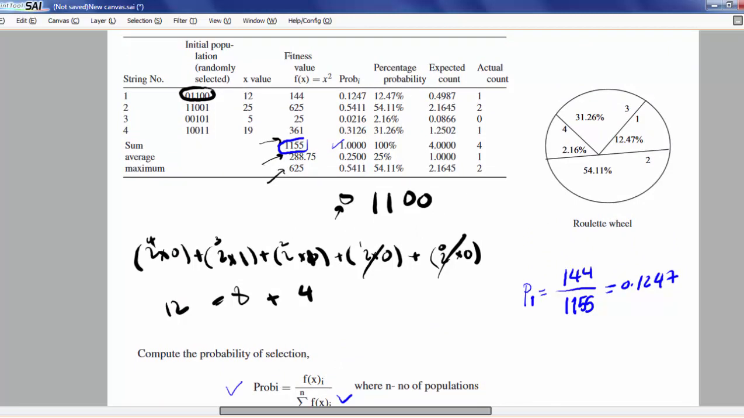Okay, if you put these percentage probabilities into this circle, this roulette wheel, each gets a suitable area. For example, this one takes this slice, and this takes a bigger one, almost half of the roulette wheel. You see how this chromosome, the second one, which is 25, this solution has a great area here, almost half of the area.